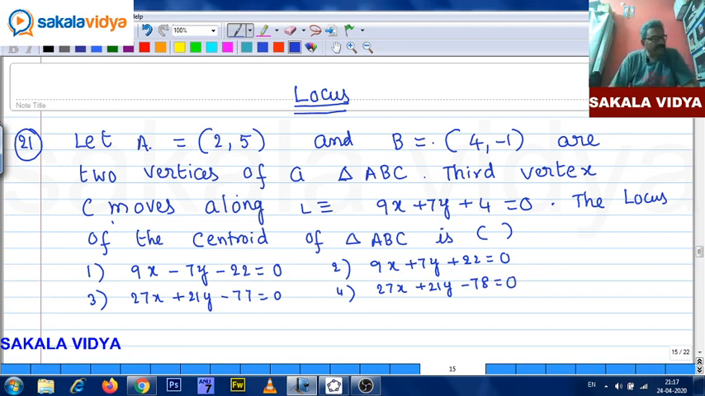Yes, Surya Prakash, take it for granted. Right. Don't give the numbers and so on. Okay. A equals 2 comma 5, B equals 4 comma minus 1 are the two vertices of triangle ABC. The third vertex moves on this line, then we need to find the locus of the centroid of triangle ABC.